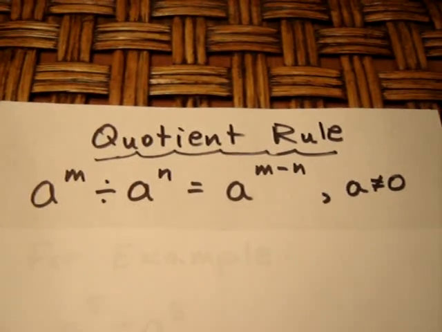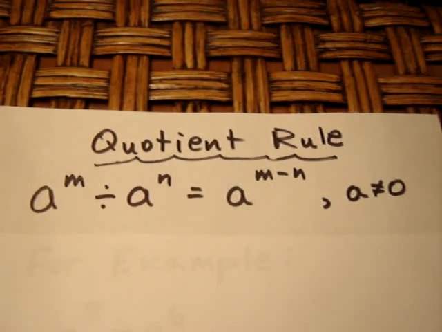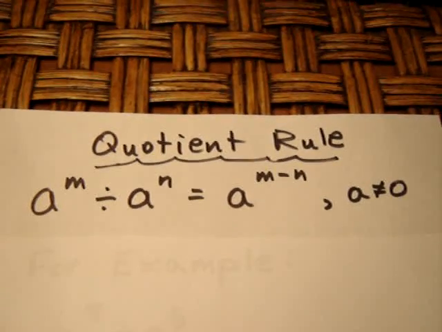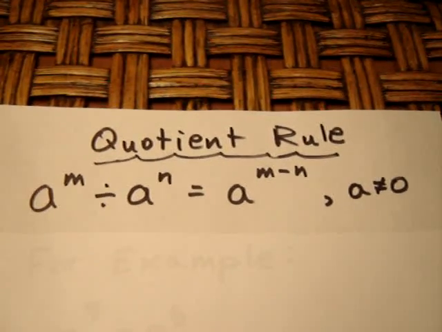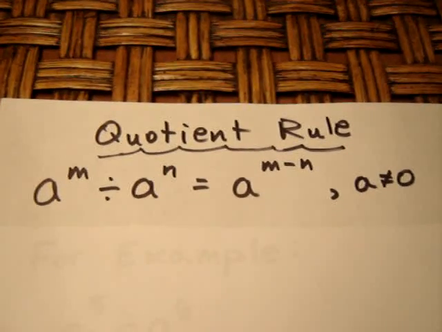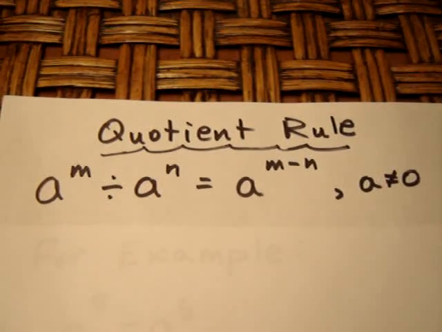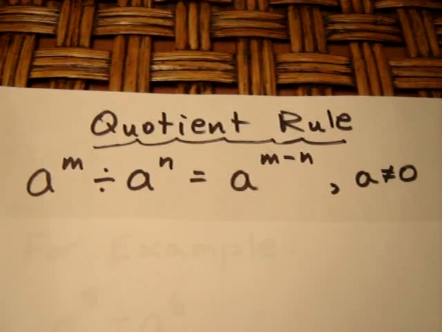Our next law of exponents that we will learn is the quotient rule. The quotient rule says that when we have two powers with like bases, for instance a to the m and a to the n, then dividing them leads to a to the m divided by a to the n equaling a to the m minus n, so long as a does not equal 0.